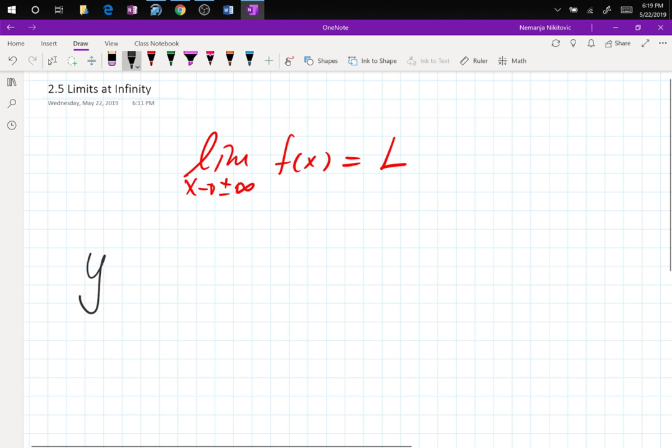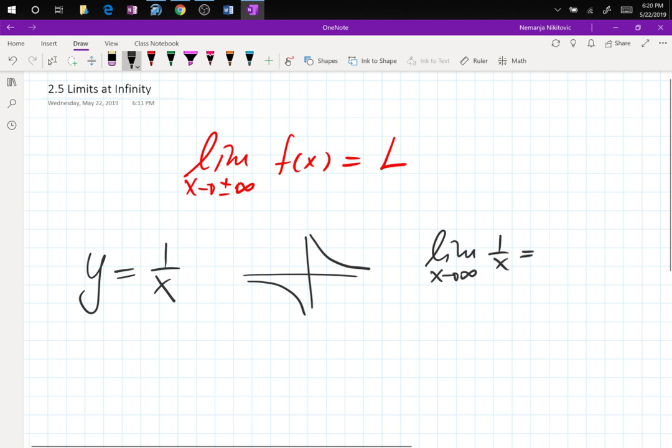So if I have y equals, let's say, 1 over x, if I draw the function, what is the limit as x goes to positive infinity of 1 over x? The answer is 0. Great. Because as you go to positive infinity, your y approaches 0. It approaches the x-axis, so y equals 0.